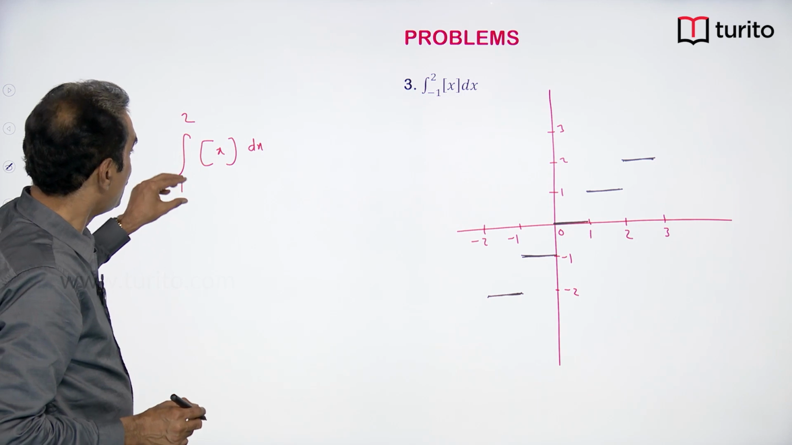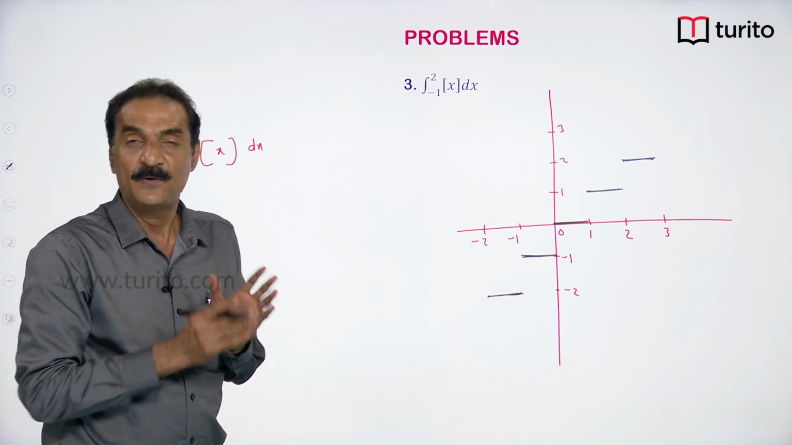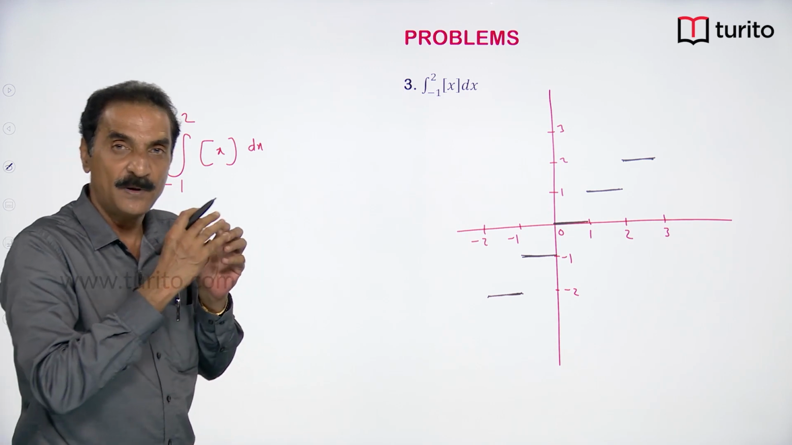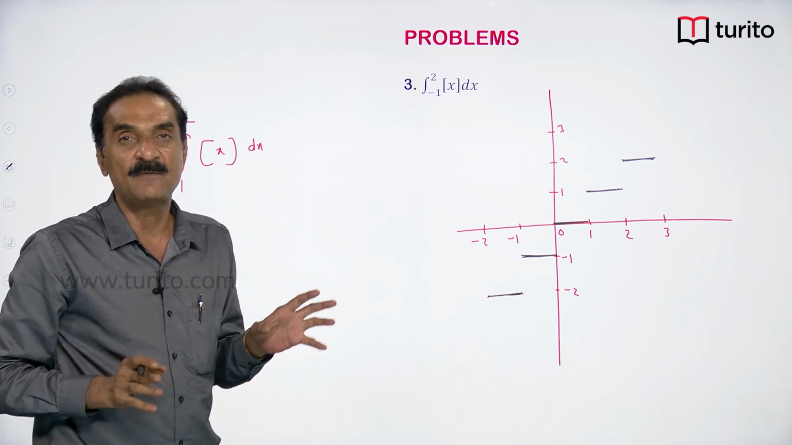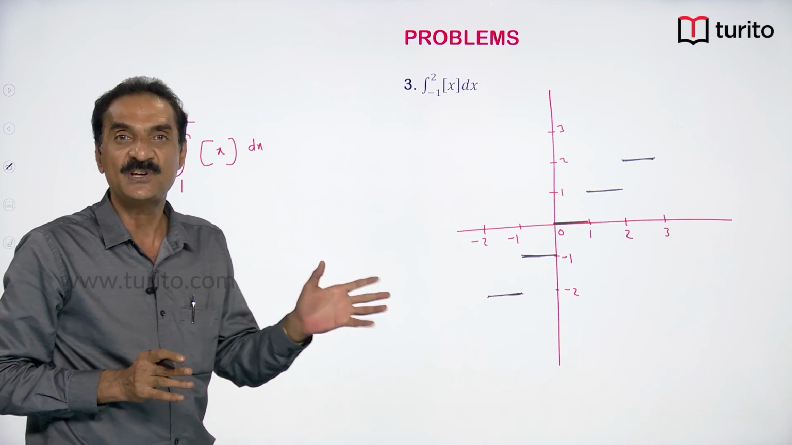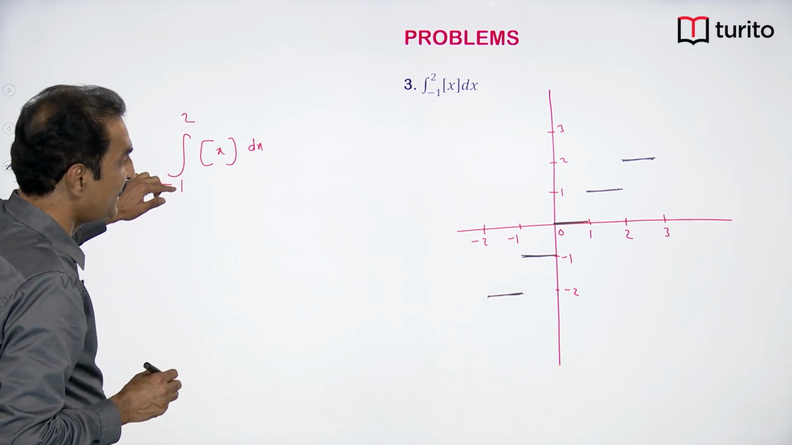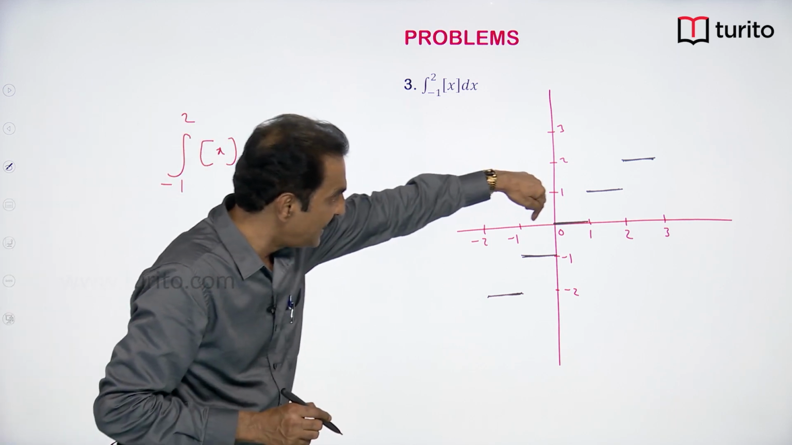So we cannot integrate at a time, we have to split this into some integrals. We have to break this integral at every integral value of x, because the definition changes. Now first we will integrate minus 1 to 0.